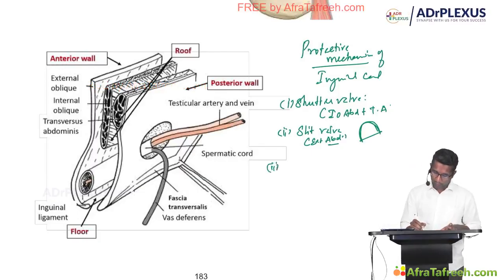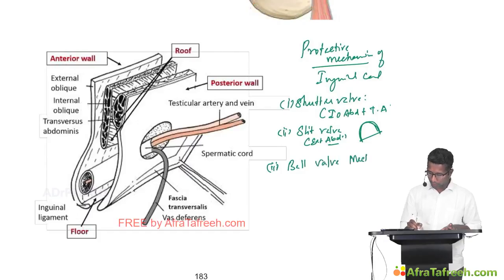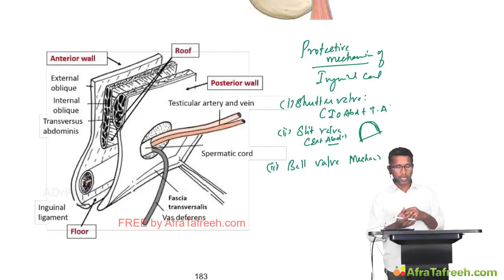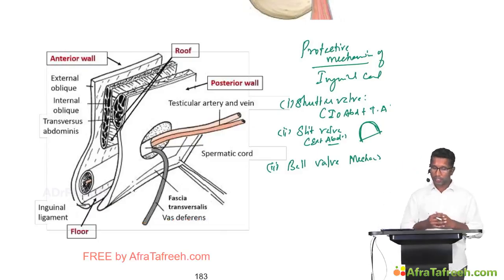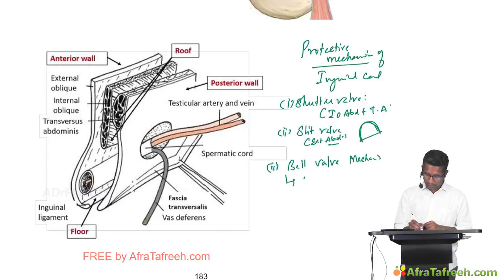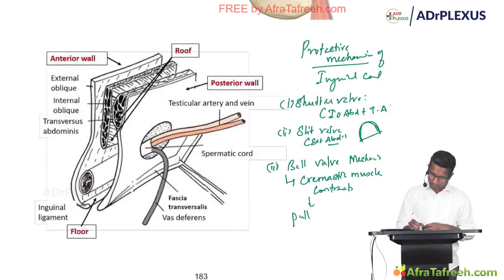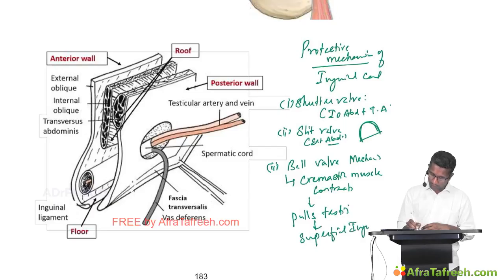Next is the ball valve mechanism. So what is the ball valve mechanism? You know that the spermatic cord is lying in the scrotum with the testis hanging to it, and this is covered by the cremasteric muscle. So when the cremasteric muscle contracts, it pulls the testis to the superficial inguinal ring, thereby it closes the ring.